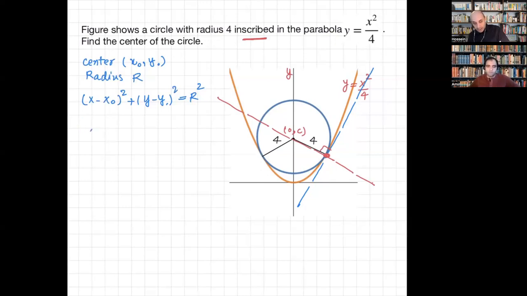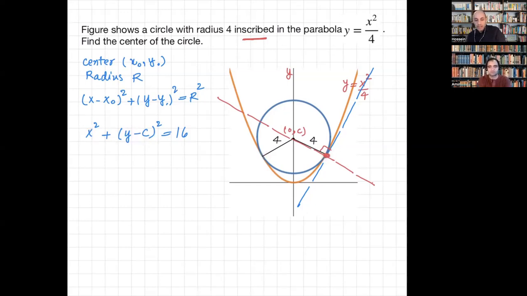I'm going to have x squared plus y minus c squared equals r squared, which is 4 squared, which is 16. So this is the equation of this circle, and I see three unknowns here: x, y, and c. But I have an idea about the relationship between y and x at the tangent points, which is like one here and one there.